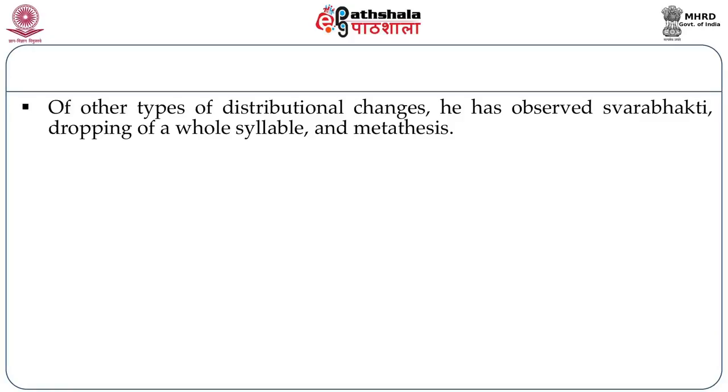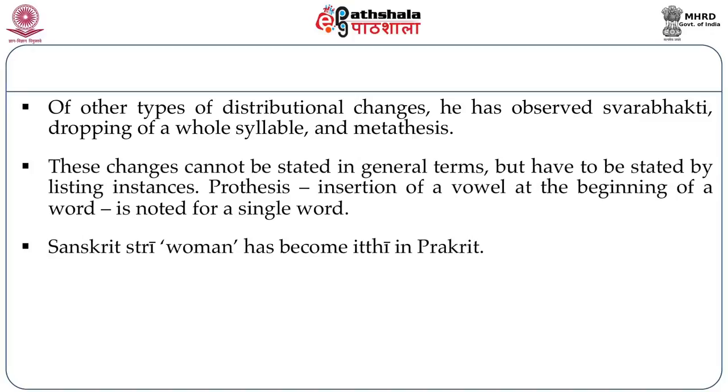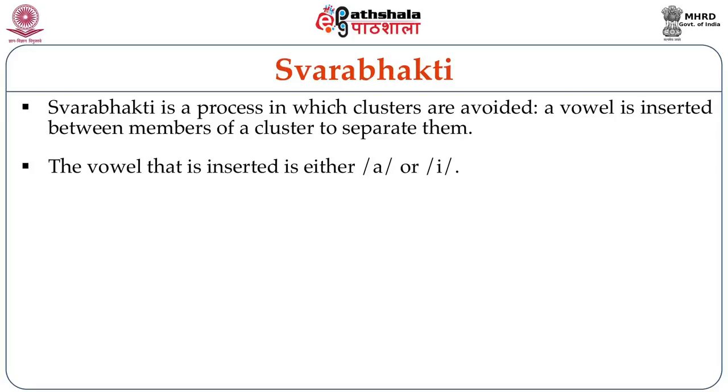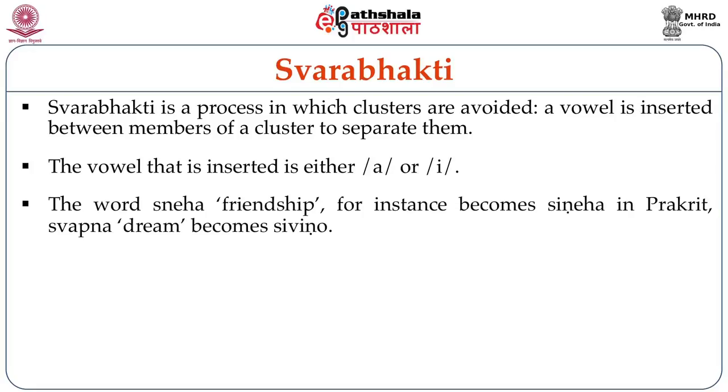Of the other types of distributional changes, he has observed swarabhakti, dropping of a whole syllable, and metathesis. These changes cannot be stated in general terms, but have to be stated by listing instances. Swarabhakti is a process in which clusters are avoided; a vowel is inserted between members of a cluster to separate them. The vowel that is inserted is either a or i. The word sneha, friendship, for instance, becomes sineha in Prakrit. Svapna, dream, becomes sivina. And ratna, jewel, becomes ratana.